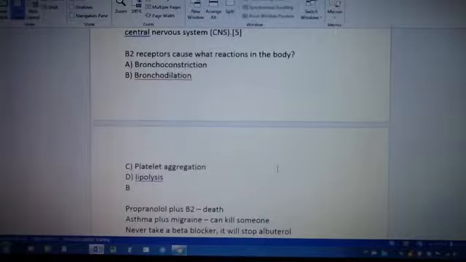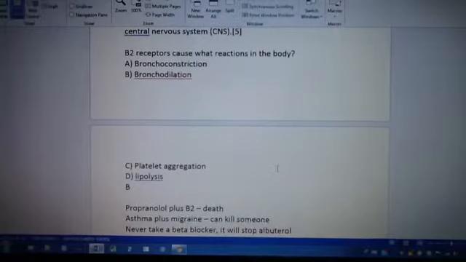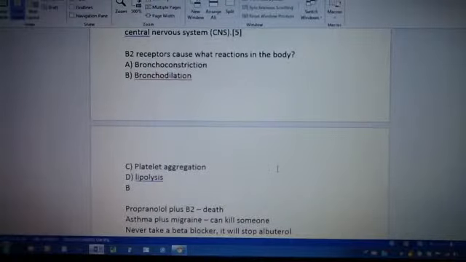Okay, beta 2 receptors cause what reactions in the body? A, bronchoconstriction, B, bronchodilation, C, platelet aggregation, or D, lipolysis. You always get this wrong, but if you remember the parasympathetic pig that is sucking on the oxygen, you know that in the resting phase we are needing oxygen, meaning that the lungs are constricted. So be careful if you're giving a beta blocker, because you can cause lung constriction.